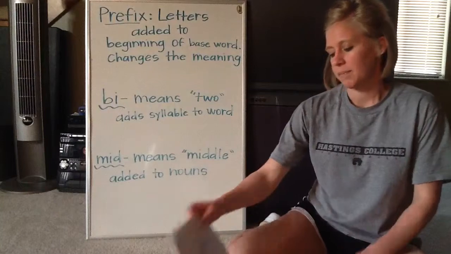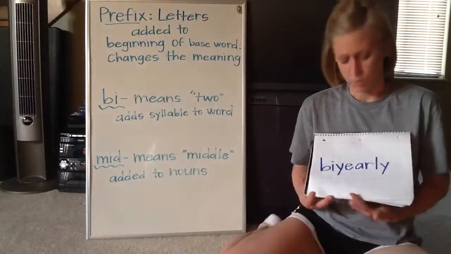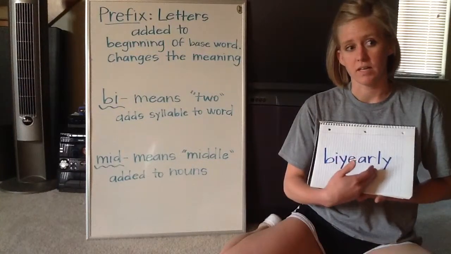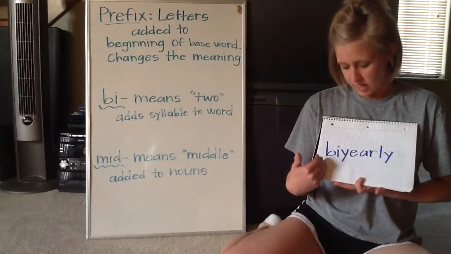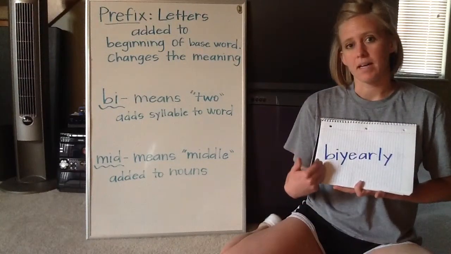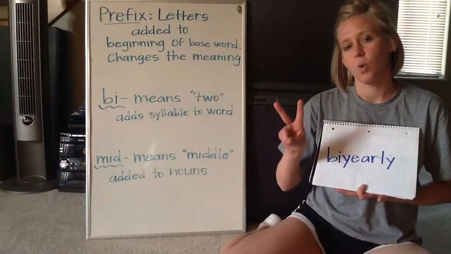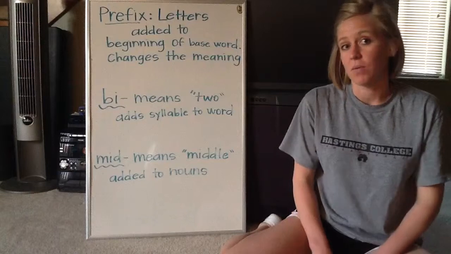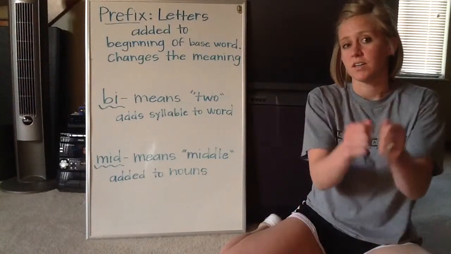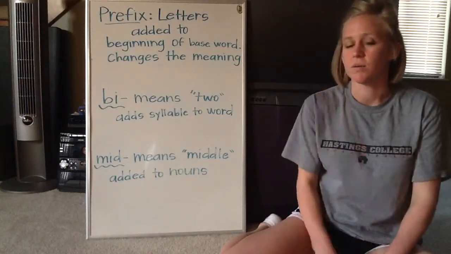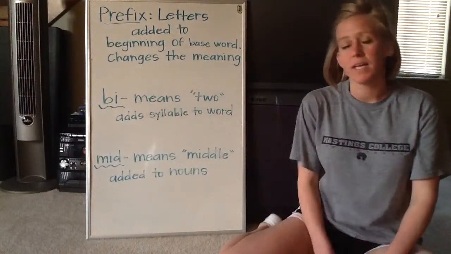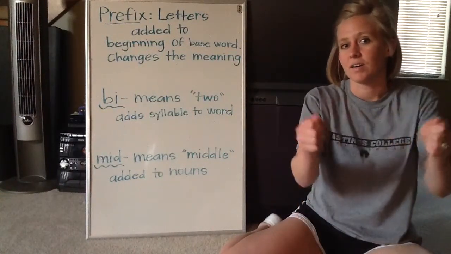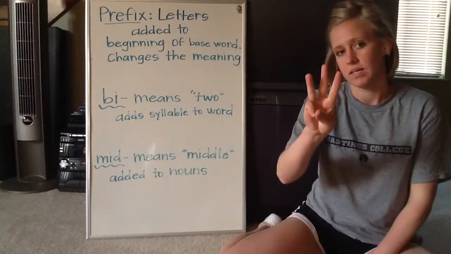So for example, if I have the word bi-yearly, I start out with the base word yearly. When I add by to it, then it means that bi-yearly is something that happens twice a year. And it also adds that extra syllable, because we start out with yearly, which is just yearly, having two syllables. And when I add by to the beginning of it, then it adds another syllable. So it's bi-yearly, which would be three syllables.